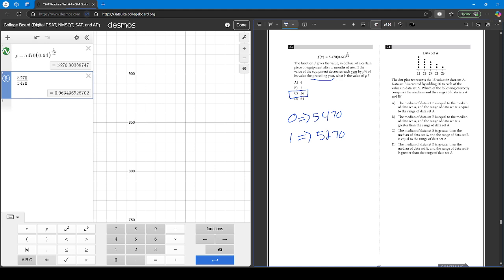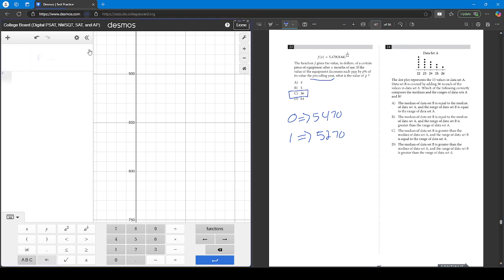Okay. So 22 plus 56, 78. So it's going to go from 78, 79, 80, 81, 82. But the dots are all the same. 1, 2, 3, 4, 5. 1, 2, 3, 4, 5. 1, 2, 3, 4. 1, 2, 3. 1, 2, 1. Okay. So there's data set B.